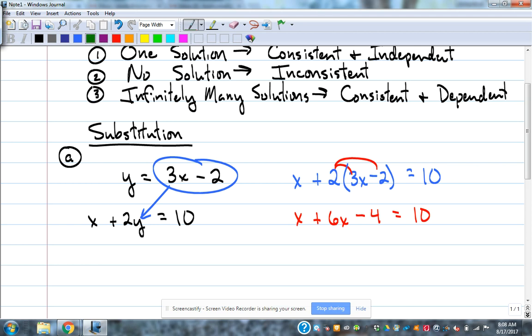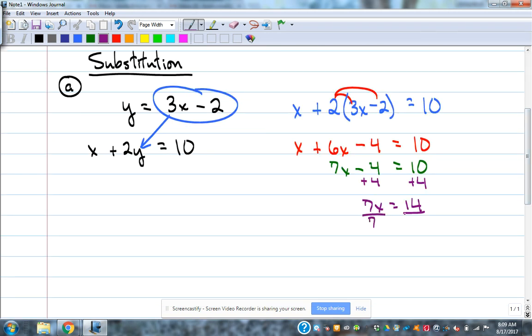It's basic algebra, pre-algebra stuff. So it'd be 7x minus 4 equals 10. Add 4. 7x equals 14. Divide by 7. And x is 2. If x is 2, how do we find y?